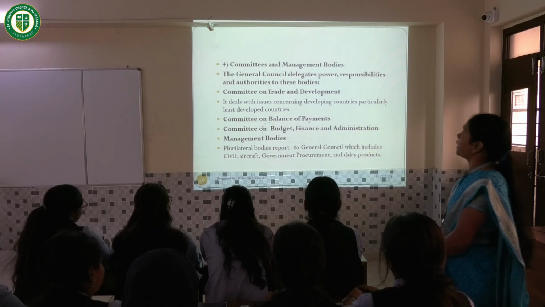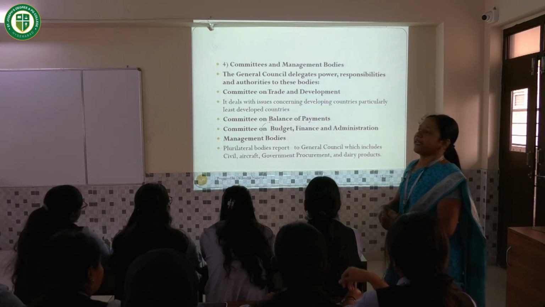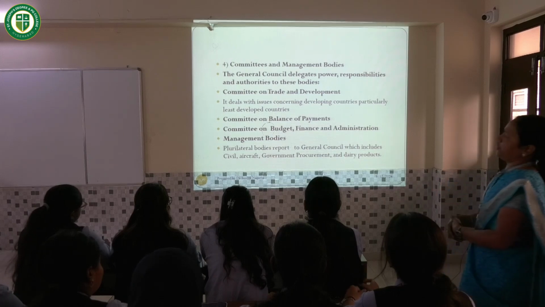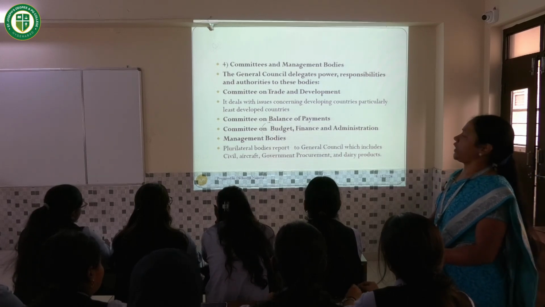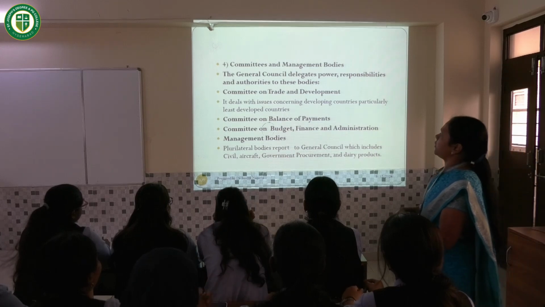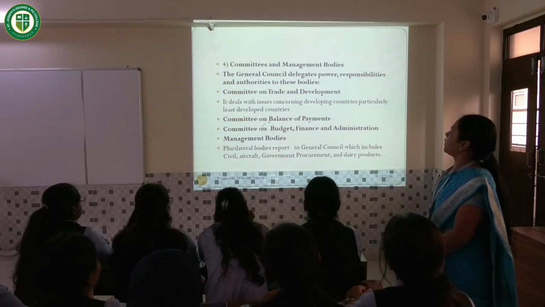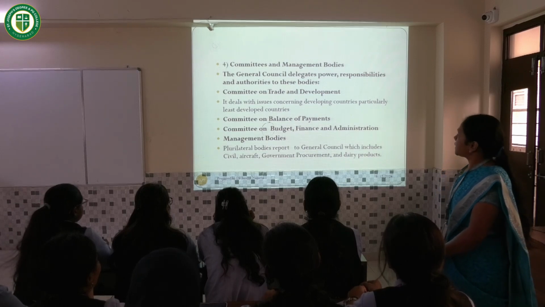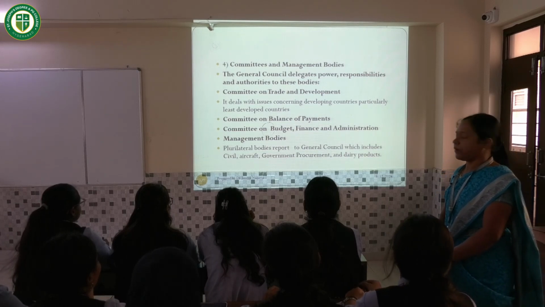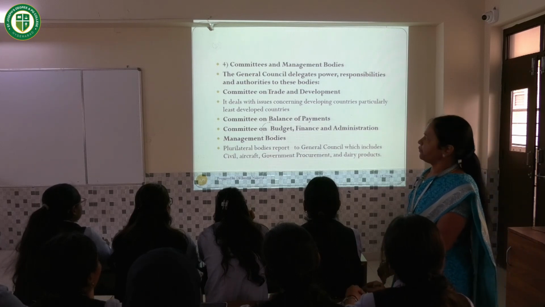The fourth in the hierarchical structure is committees and management bodies. Under the committees and management body, as we have seen, the General Council delegates power, responsibilities and authorities to various bodies. There are three bodies under the category of the word committee. The first one being Committee on Trade and Development, the second being Committee on Balance of Payment, and the third being Committee on Budget, Finance and Administration.